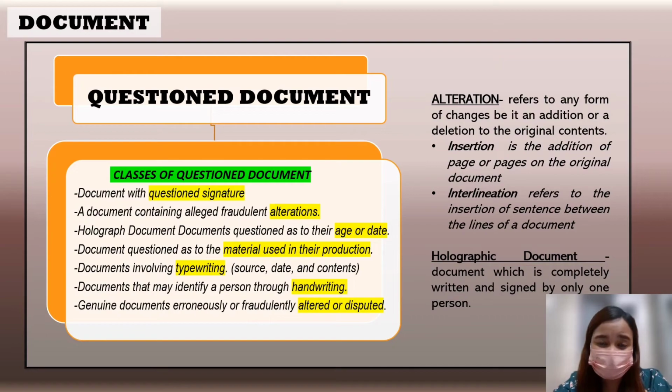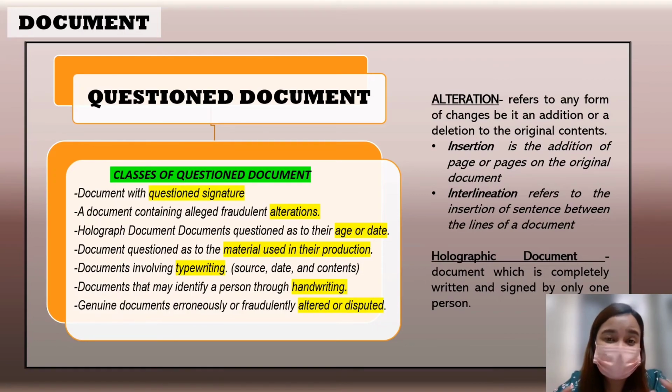Example is yung mga paper bills, 'di ba? So, since it's circulating in the market, madami na pong namimeke or pinipeke yung mga paper bills natin. So, that's why, ang tinitingnan po dyan para ma-identify if it's genuine or counterfeit is yung type of material used. Okay, type of paper as well as the different security features of the paper or the money.